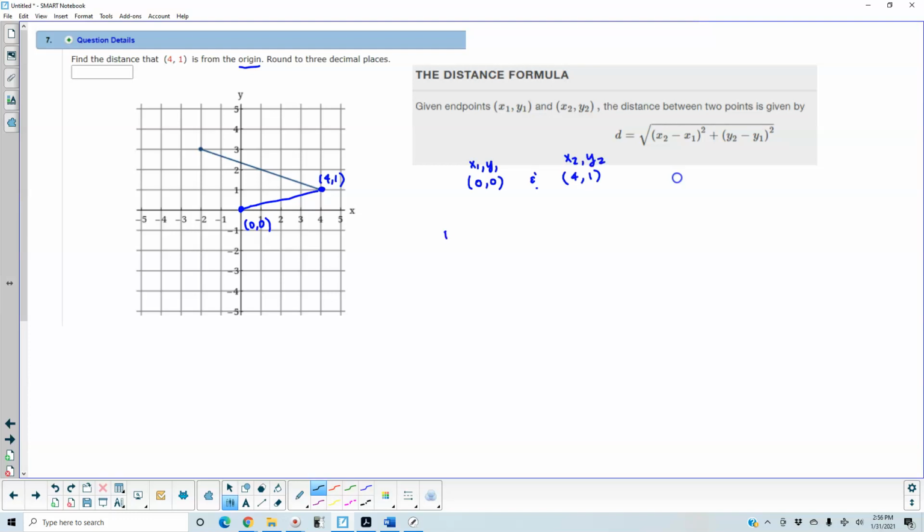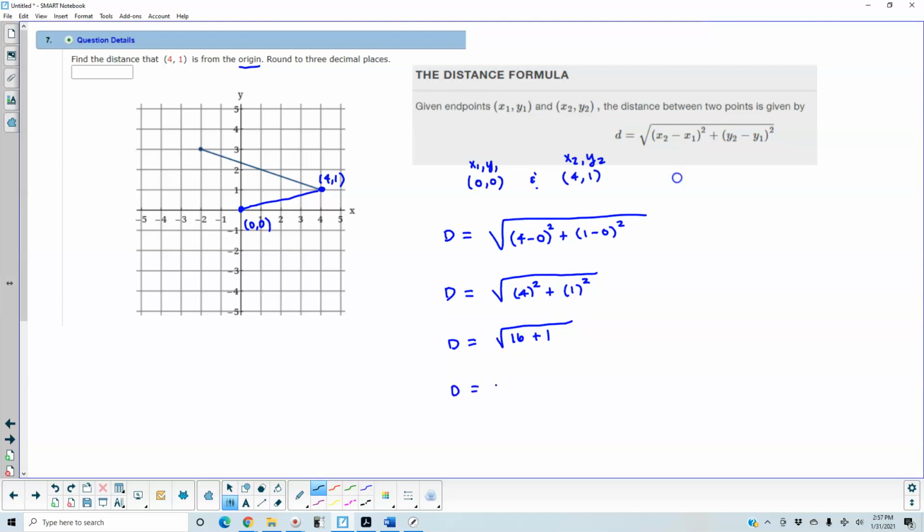So now let's go ahead and find the distance by plugging it into the distance formula. We know that x2 is 4, and then we're going to subtract 0, which is x1, and square that. Plus, we're going to get 1 minus 0, and then square that. So now 4 minus 0 is 4, and we're going to square that. Plus 1 minus 0 is 1, and we're going to square 1. So we end up getting 16 plus 1, and therefore 16 plus 1 is the square root of 17.